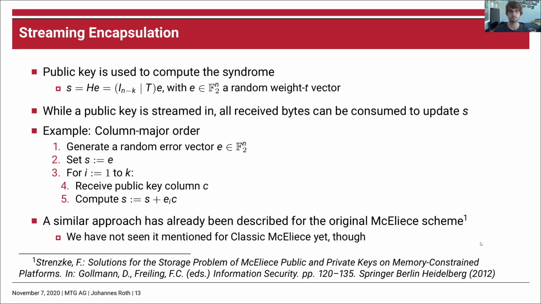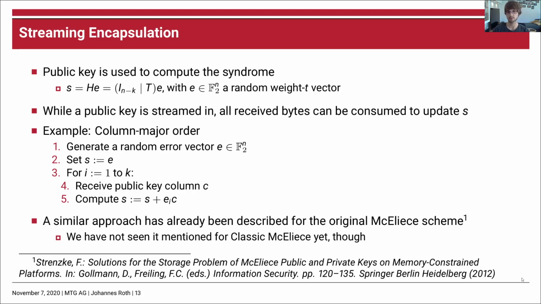This is simply handling the first n minus k columns of the public key, not the public key of the parity check matrix. So the identity matrix is handled with this step. And then we handle all remaining columns of the public key. So for all columns of the public key, we first receive it from the peer. And then we simply update our syndrome, the intermediate result of the syndrome, by adding the ith element of E times C. In the binary case, this simply means that the ith element of E decides whether or not the ith column of the public key is added to the syndrome or not.